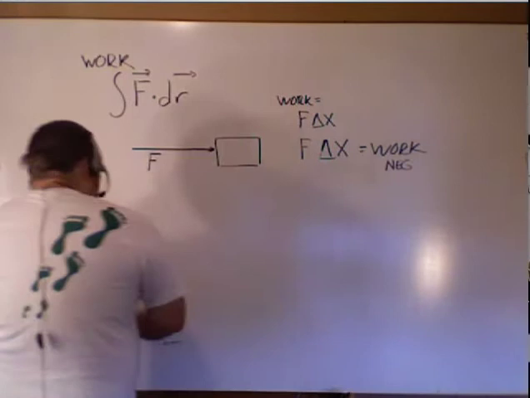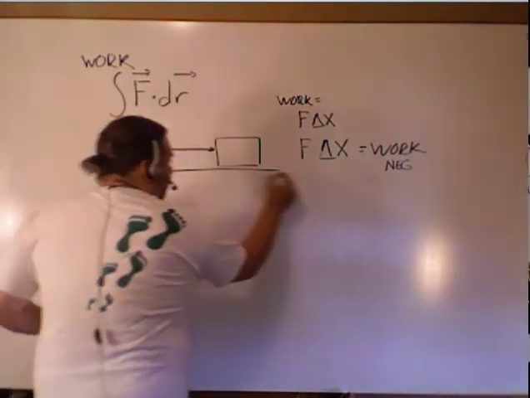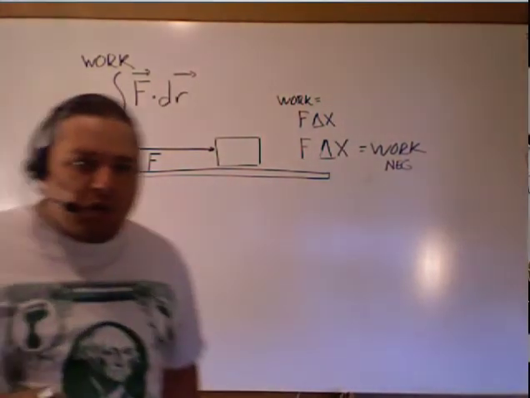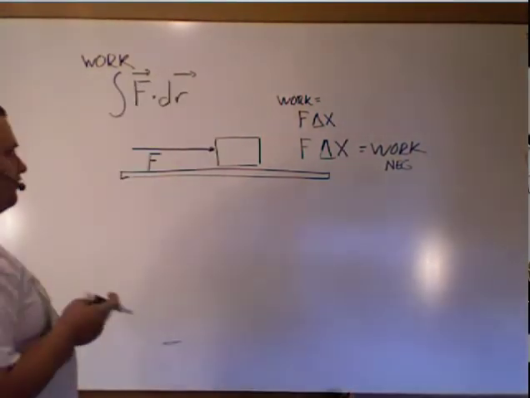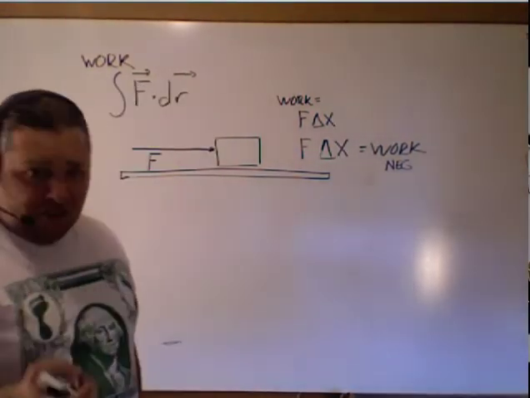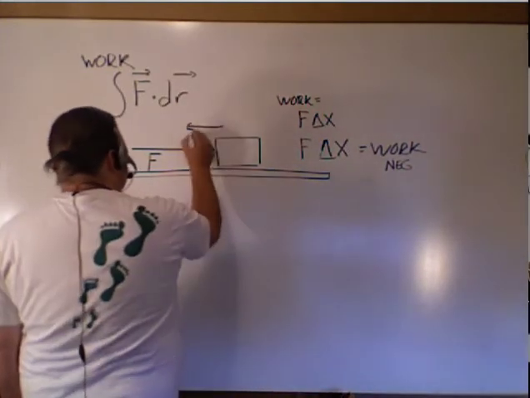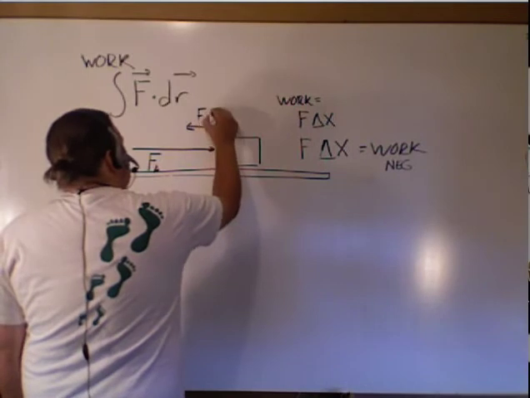So, let's say this block is on a table, and I'm pushing that block across that table. Now, we go back to our free body diagrams: what forces are acting on it? Well, let's say the surface of the table is rough, so there's a friction force. Here's my applied force. Here's my force of friction.